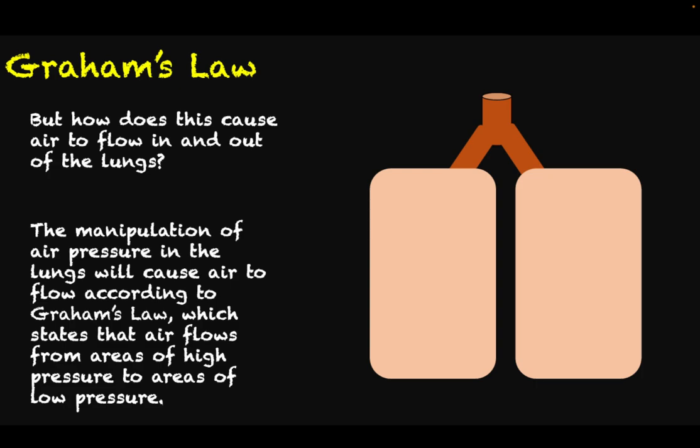So I may have said Graham's law is a mathematical relationship. It maybe isn't so much a relationship, but it is the explanation for how air moves from one place to another. And ultimately, when we are breathing, we are trying to get air to move either into the lungs or out of the lungs. We want air to flow. So it's this manipulation of the air pressure in the lungs that is going to cause that airflow to occur. And what Graham's law states is that air will always flow from areas of high pressure to areas of lower pressure.